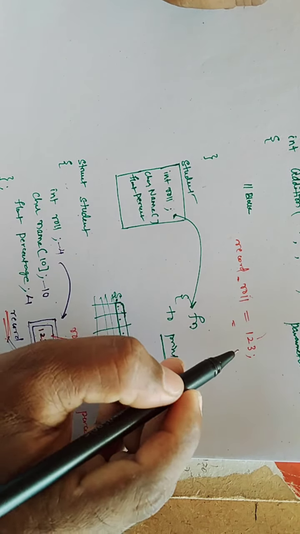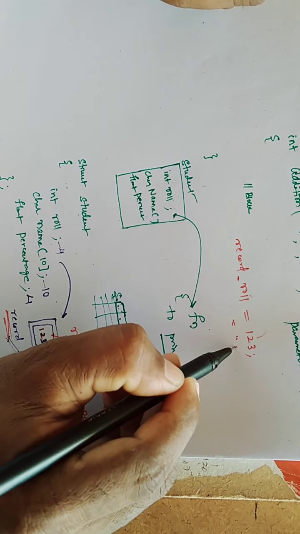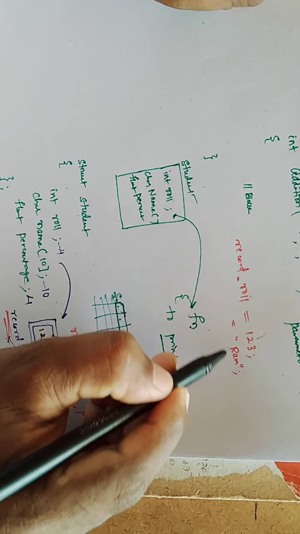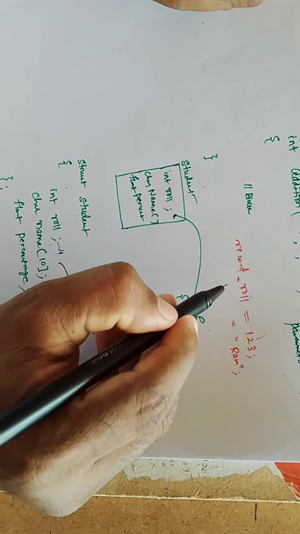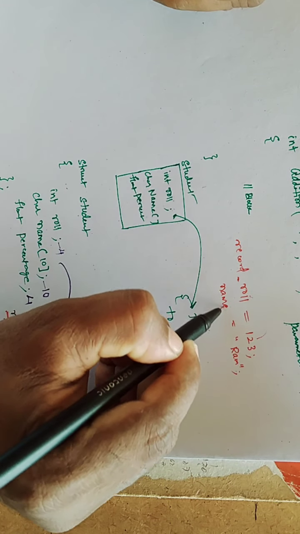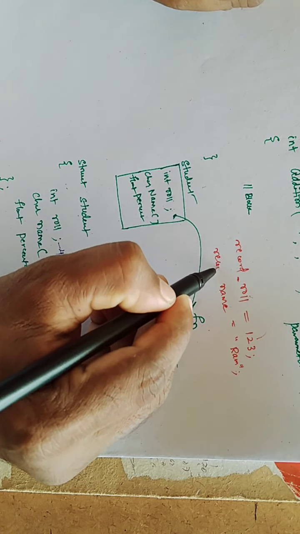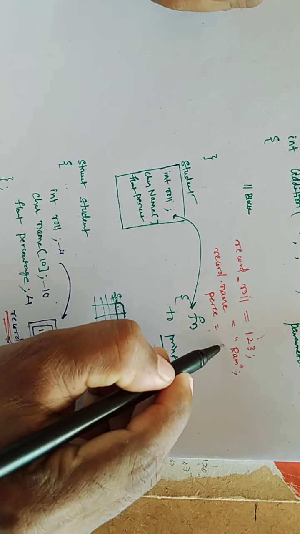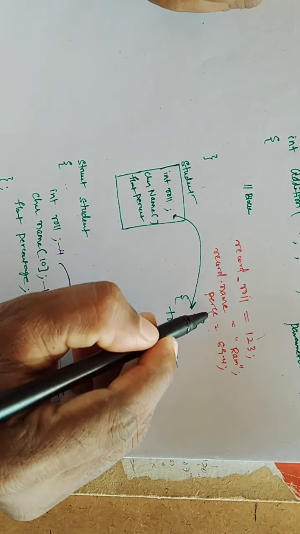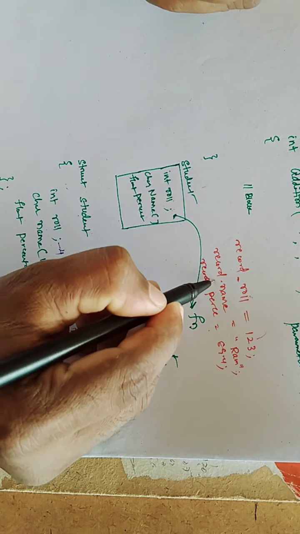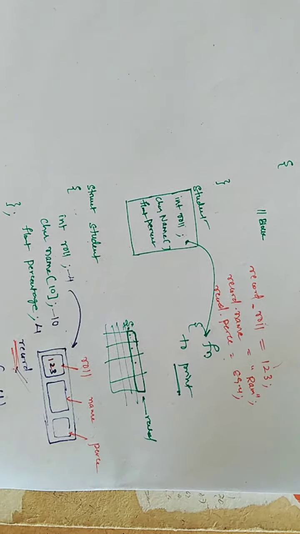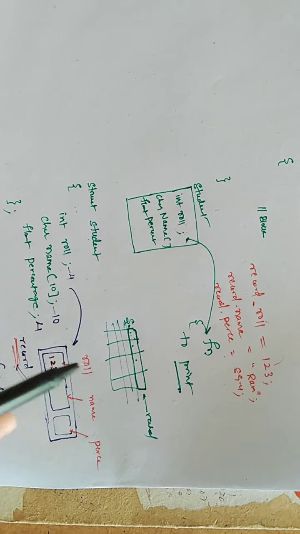Same way, if I want to provide name as RAM, then what will happen? RAM is a string, it will be stored in name. Whose name is it? Record dot name. Same way, if I want to provide percentage, let us say 89.4, whose percentage is it? Record dot percentage. This is how we will provide the elements as assignment.